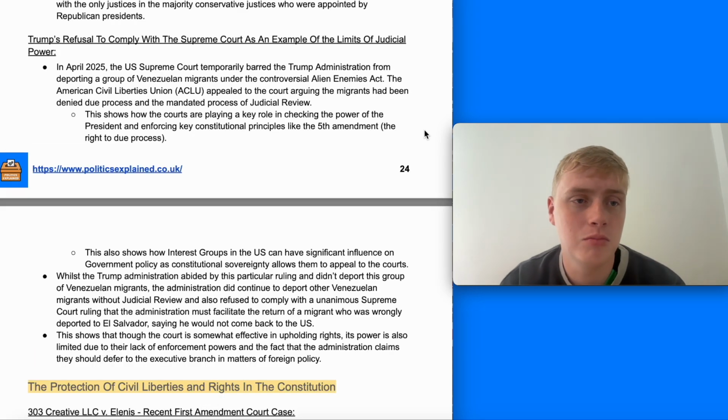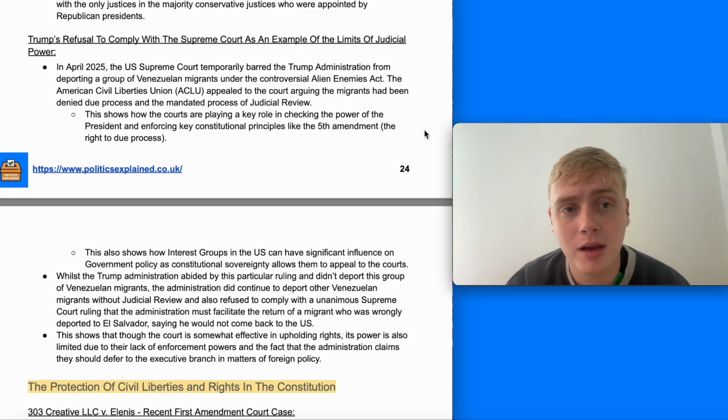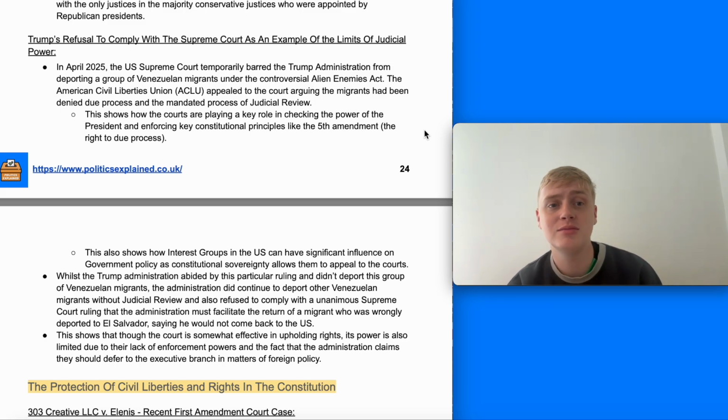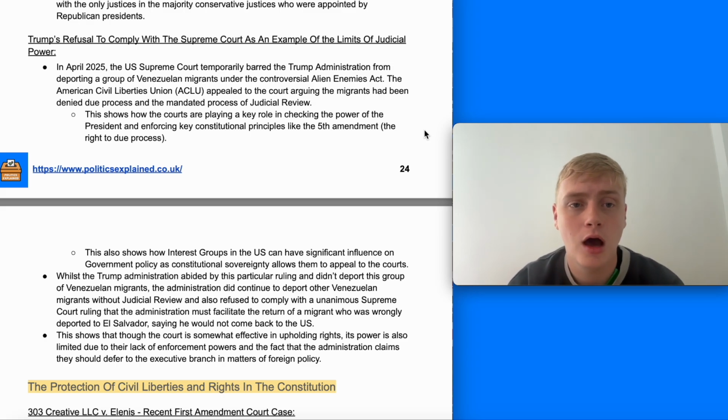Okay, the next example we're going to have a look at is Trump's refusal to comply with the Supreme Court, as an example of the limits of the Supreme Court's power. So in April, the Supreme Court temporarily barred the Trump administration from deporting a group of Venezuelan migrants under the controversial Alien Enemies Act. The American Civil Liberties Union, a pressure group and interest group, appealed to the court.